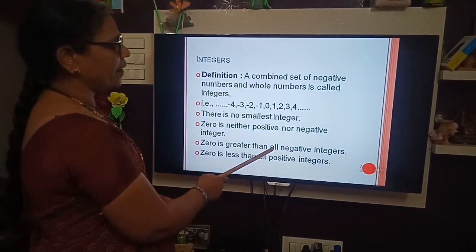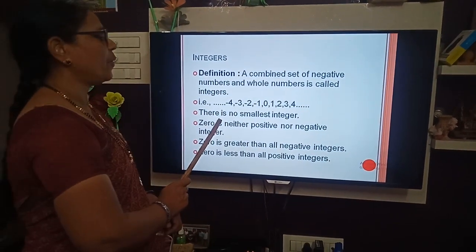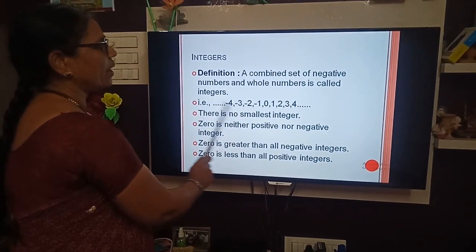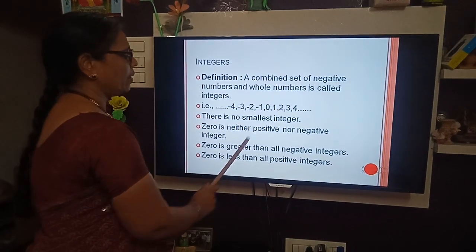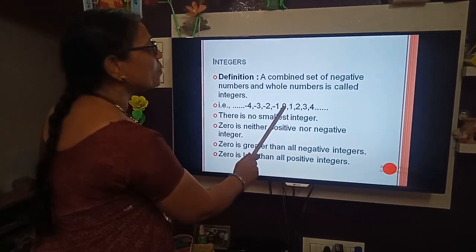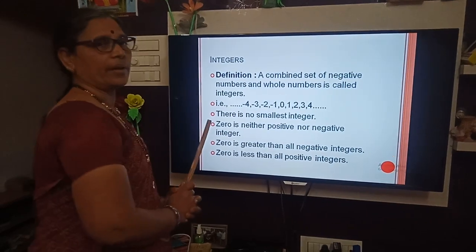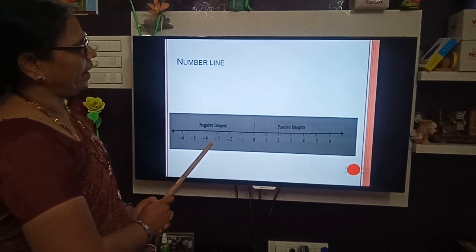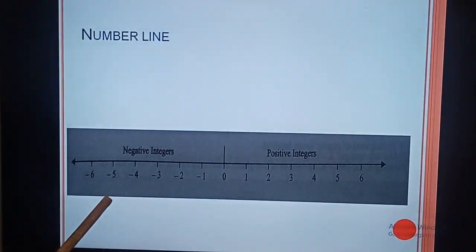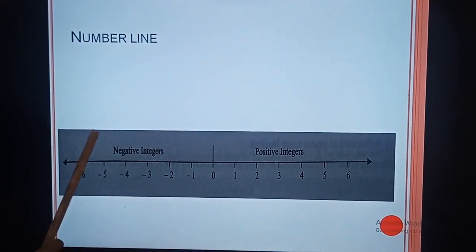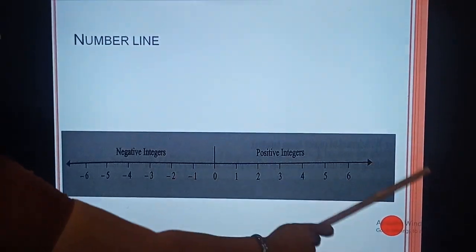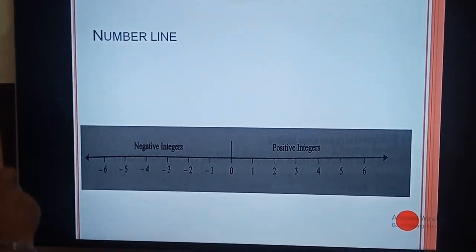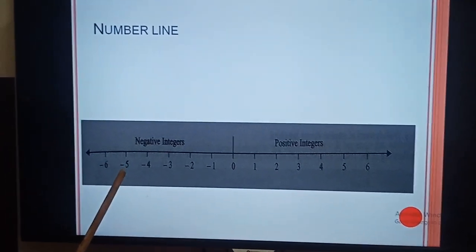0 is greater than all negative integers. Very important point. These all negative integers, whatever you observe, these all are smaller than 0. And 0 is smaller than all the positive integers. See children, here is an example of a number line. Here 0 is at the center, and on the right hand side of 0 we find only positive integers, and on the left hand side we observe only negative integers.